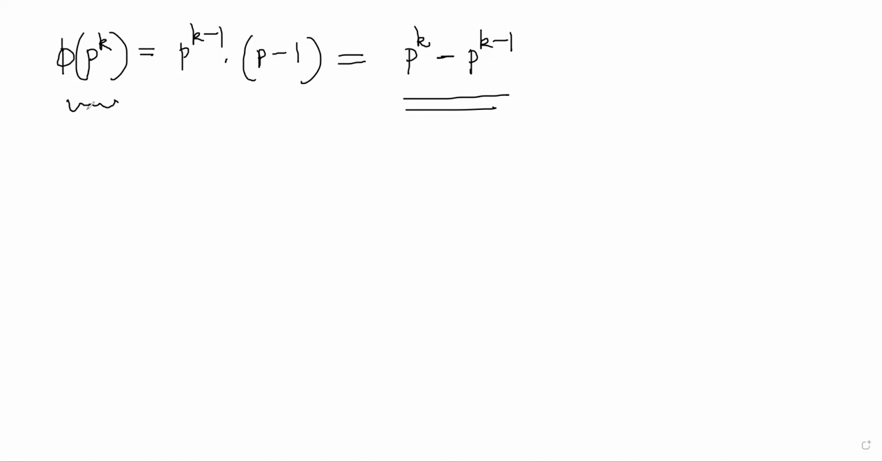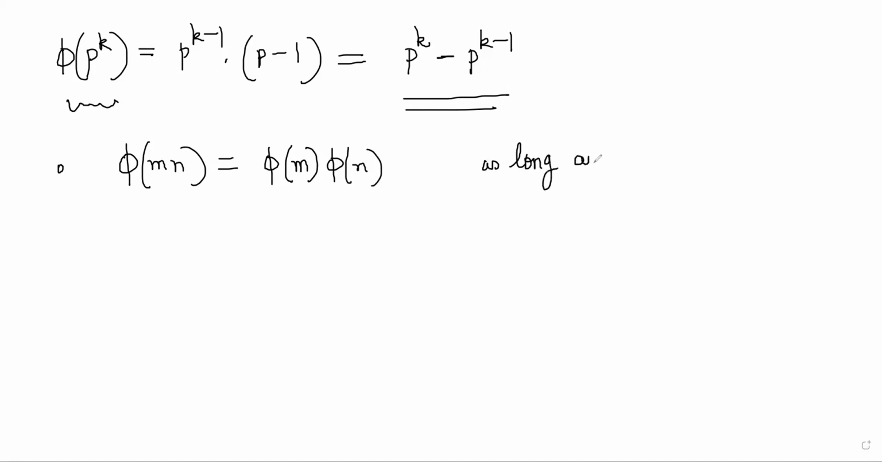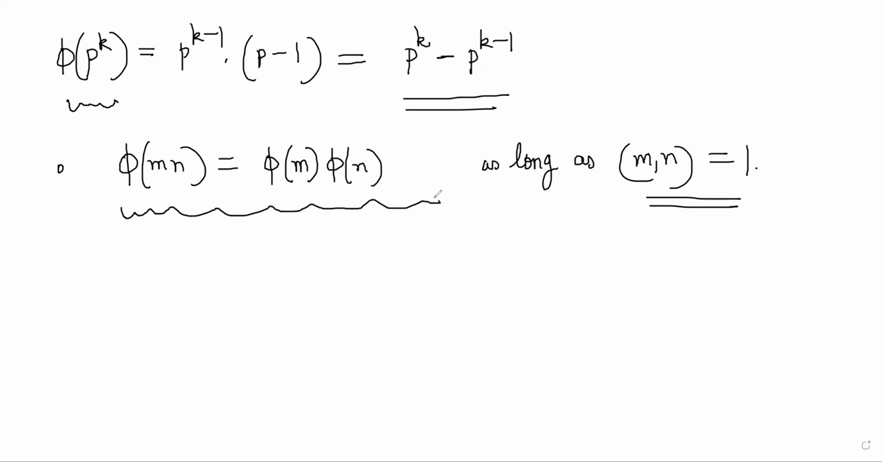The next important property is that the phi function is multiplicative. So phi of mn is equal to phi of m times phi of n, as long as m and n are co-prime to each other. The GCD of m and n is equal to 1. So what we will see now is a nice proof of this multiplicative nature of the phi function. Okay. So I will do it on the next screen.